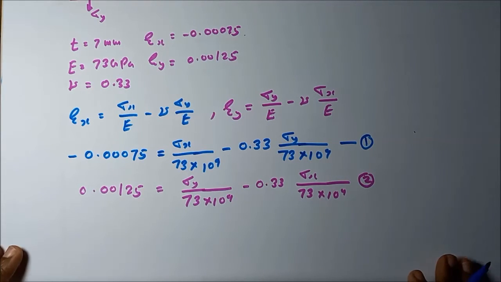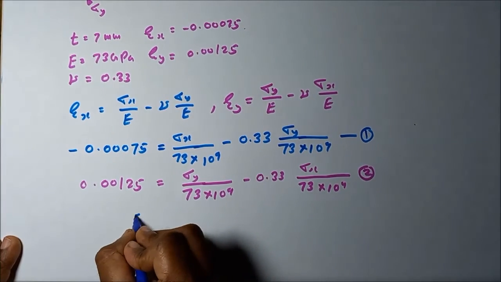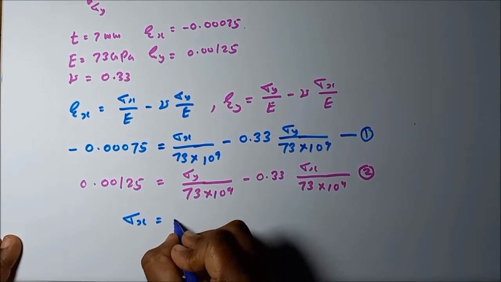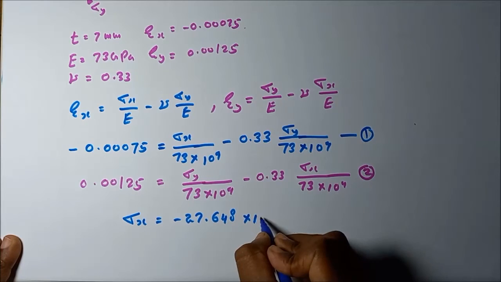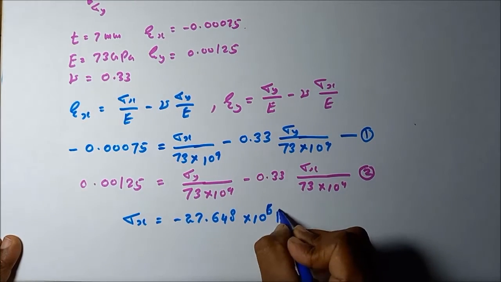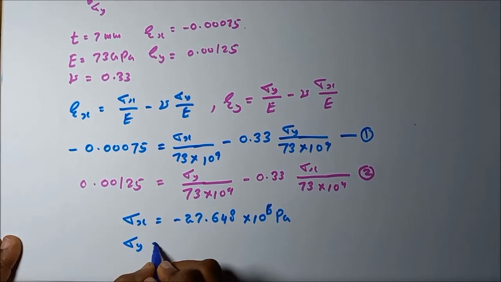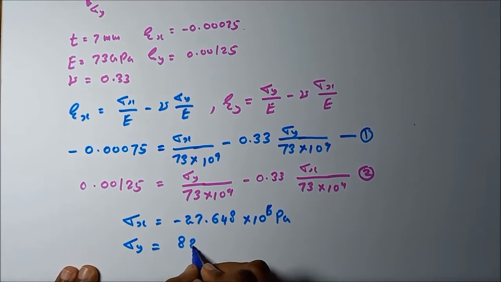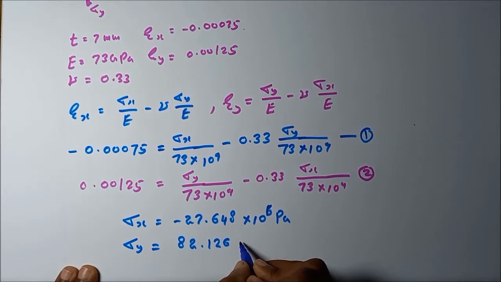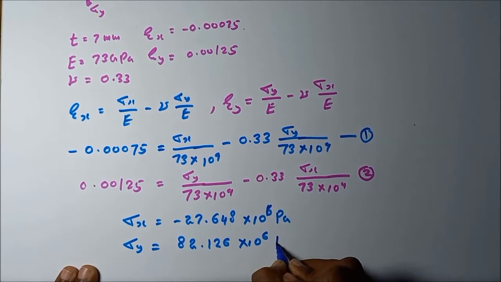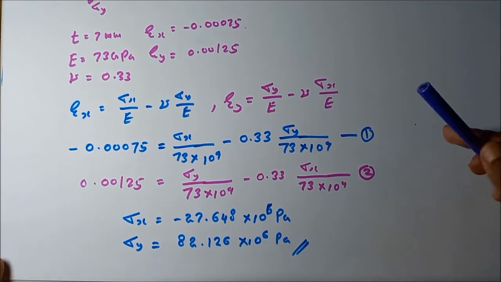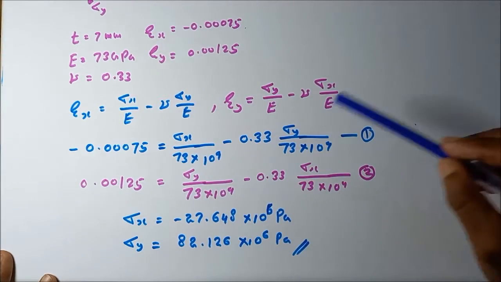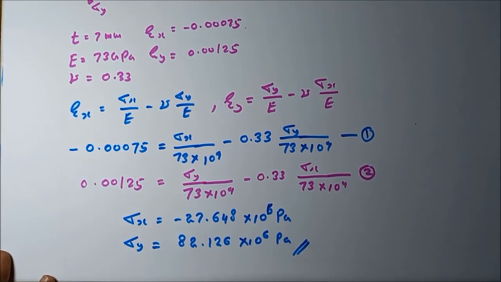I have already found those values. Sigma x value I found is minus 27.648 into 10 to the power of 6 Pascal. Then sigma y is equal to 82.126 into 10 to the power of 6 Pascal. Okay, these are the two stress values. By solving these two simultaneous equations, you can see two unknowns, two equations, so we can easily find sigma x and sigma y. These are the two values for sigma x and sigma y.